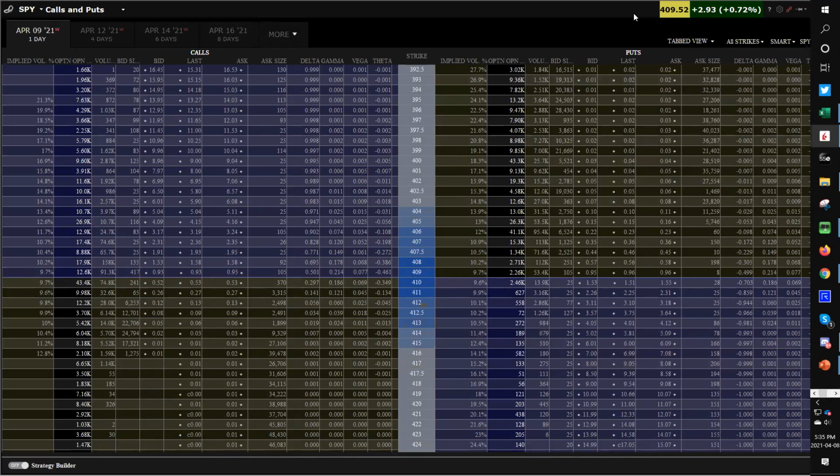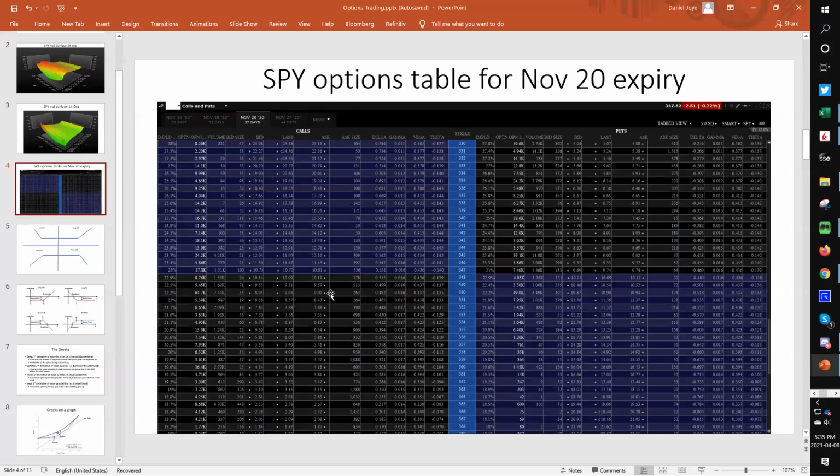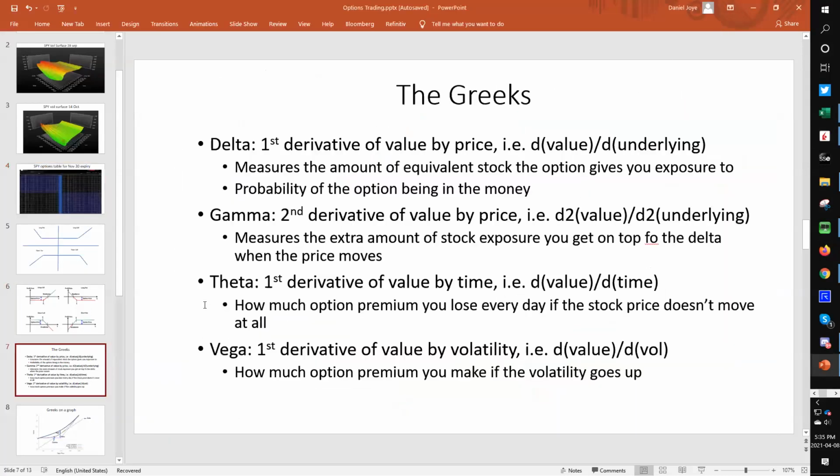Just bear in mind that the theta burn starts getting very high. If you're selling options, you like theta being high because that way the buyer is losing a lot, but it also probably means you're close to the strike price. If you're making a bet by buying options, the theta is a negative for someone who buys it. It's positive for someone who sells it. Okay, so that was going through the Greeks.